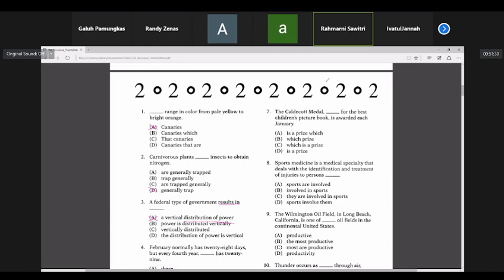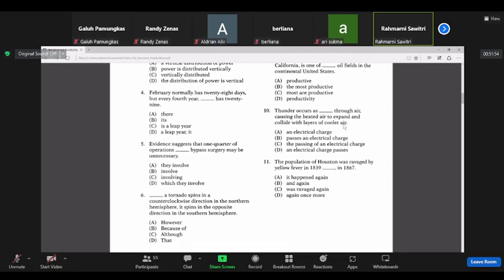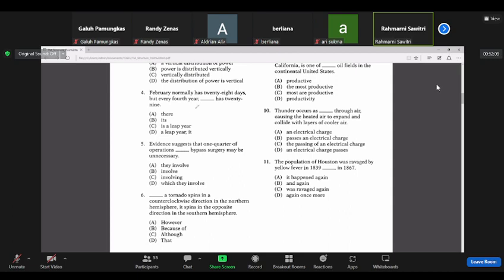Now let's see number 4. Well, what about Berliana? Number 4, D, ma'am. February normally has 28 days, but every 4th year, a leap year, it has 29. Yes, that's correct.